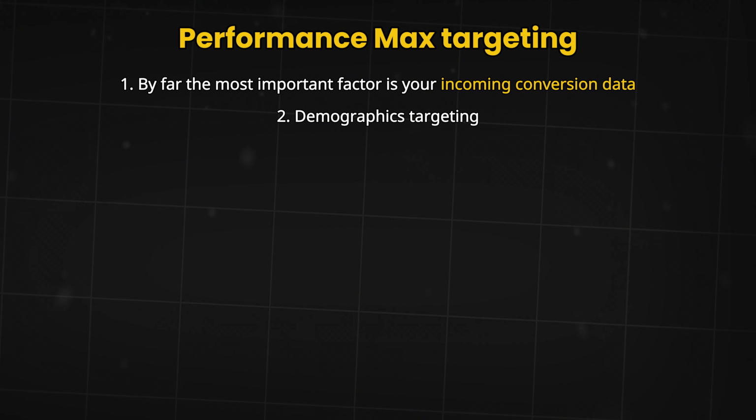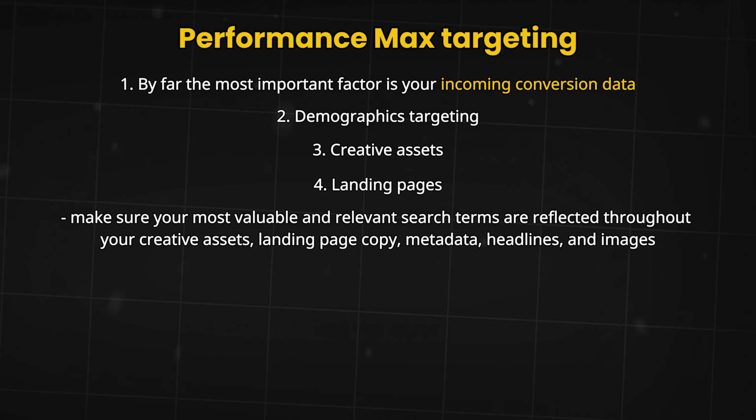Factors 3 and 4 are your creative assets and your landing pages. It's important to make sure that both your creative assets, such as your headlines, descriptions, and so on, as well as your landing pages, are highly relevant to your target audience. Make sure to include your top value, most relevant search terms in both. For your landing page, also make sure your metadata is well written, along with your landing page headlines, body text, and images.